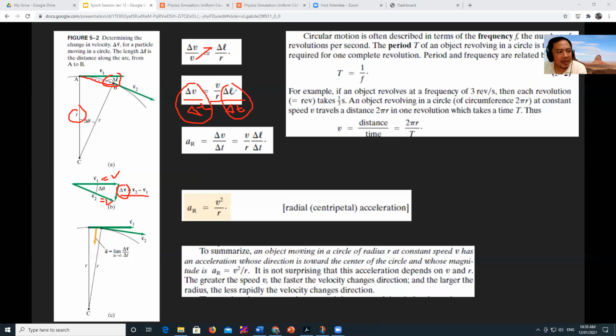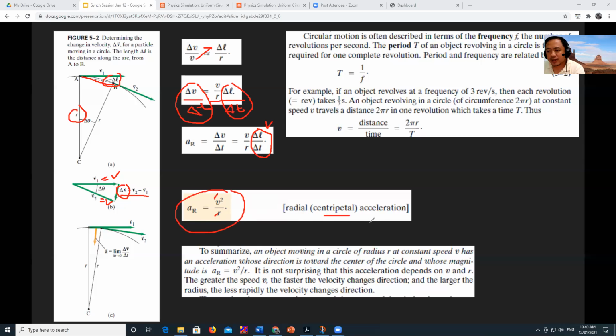We all know delta L, the distance or displacement, divided by delta t will become V. So therefore it will become V squared over R. So that's the derivation why the inward acceleration or centripetal acceleration is V squared over R, because this V is constant and this R is constant also. That is why we have radial, because it's towards the radius of the circle.